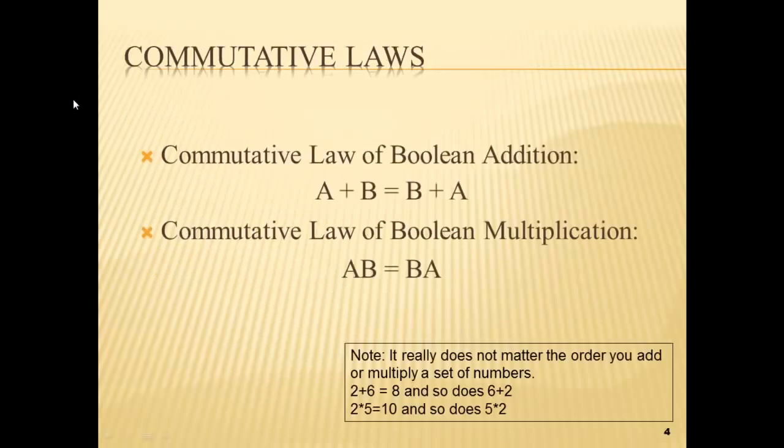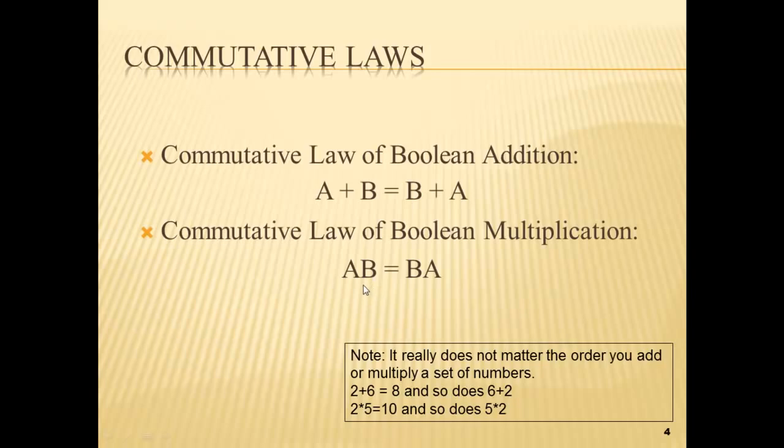The commutative law of Boolean addition means that you can basically add things in any order you want to. In other words, if we have the variables A or B, we could also say B or A. So we can rearrange those any way we want to. Same thing as in the example down here: I said 2 plus 6 equals 8, and so does 6 plus 2. It really doesn't matter what order you add them in.